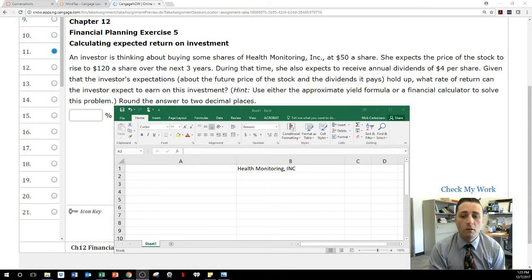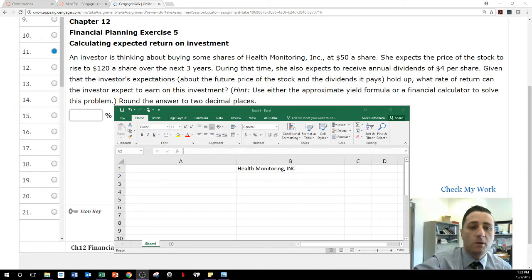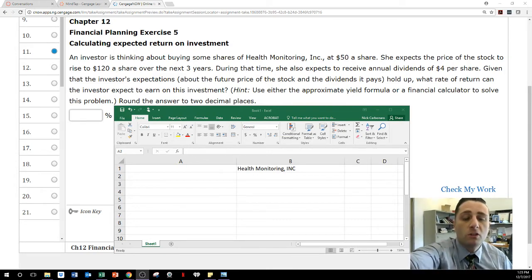So in chapter 12, it's all about financial planning and calculating expected return on investment. There are some how-to tutorials out there that are good, but the reason why I want to show you mine is because as a professor, I'm teaching this to my students as well. So this is going to be one of those things that you could use in your classes to help you go through.